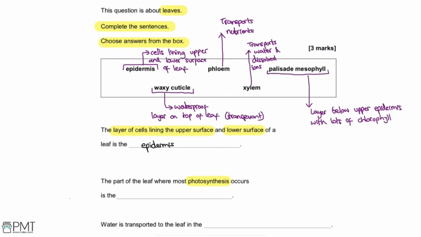So the answer to this one is the palisade mesophyll, and this is because it's got so much chlorophyll, you know that that's where the photosynthesis is going to be taking place. And the last one is asking you where water is being transported, and we've said that also in our definition, so this one is the xylem.